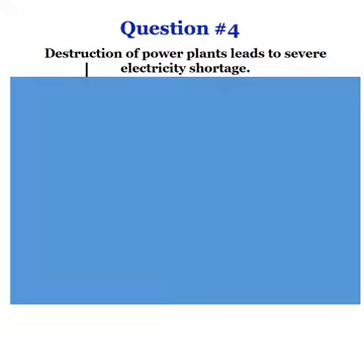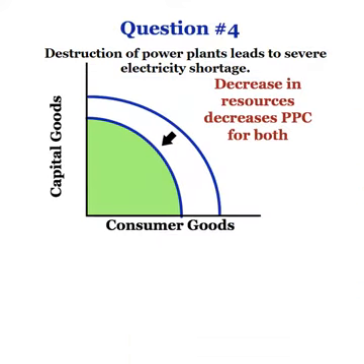Destruction of power plants leads to severe electricity shortage. So does that affect our ability to produce capital goods, consumer goods, both, neither? And if so, will we be able to produce more or less? This one, if we have severe electricity shortage, that means that plants that are producing either type of good will be able to produce less than they could before. So both lines will shift inward. So you'll draw both of them a little bit less with an arrow pointing towards the shift.